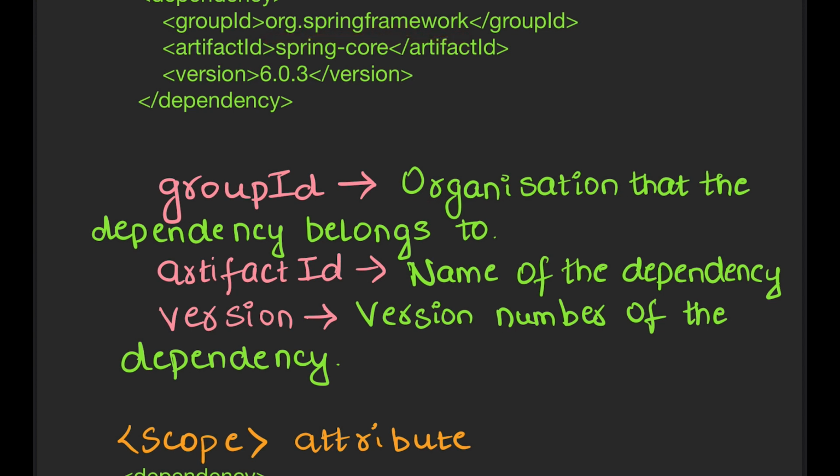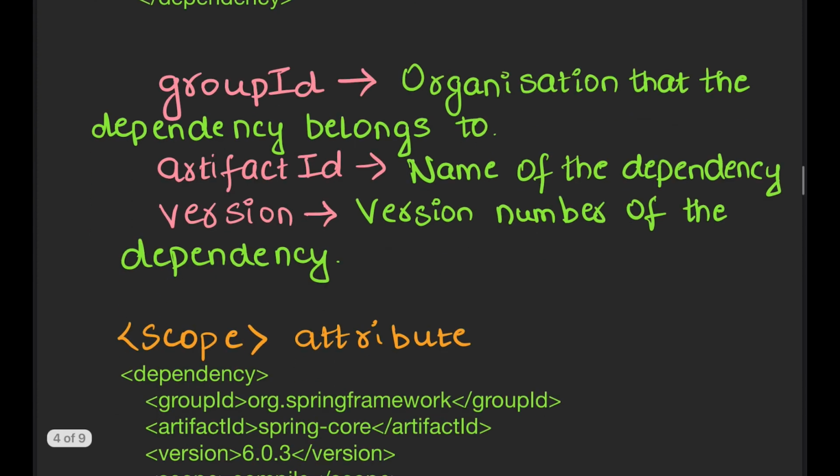The next attribute is artifact ID. This specifies the name of the dependency. Here it is Spring Core. The next attribute is version. This specifies the version of the dependency.